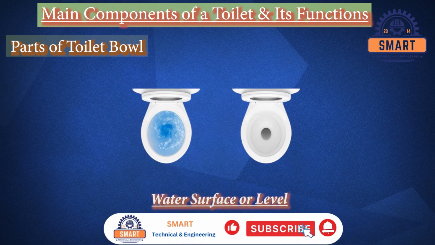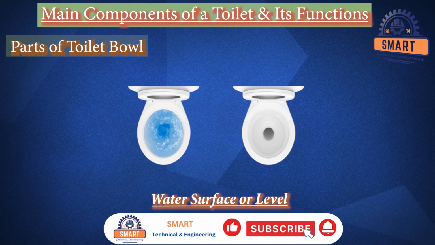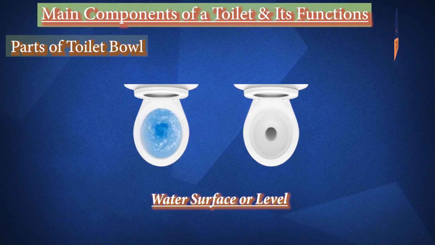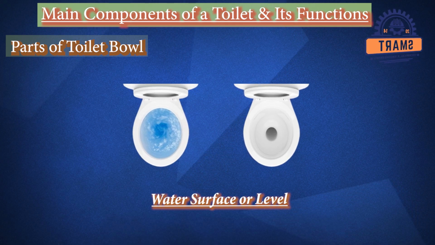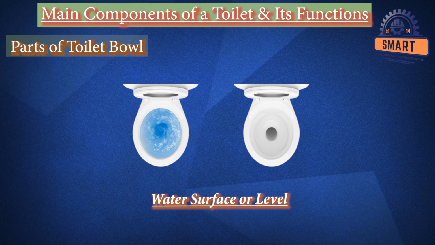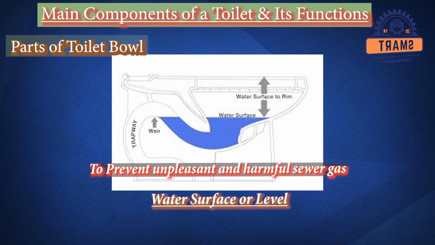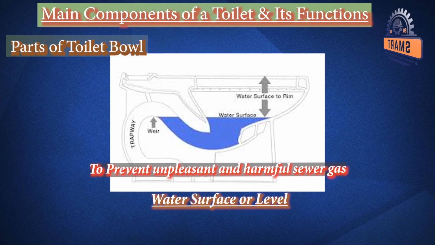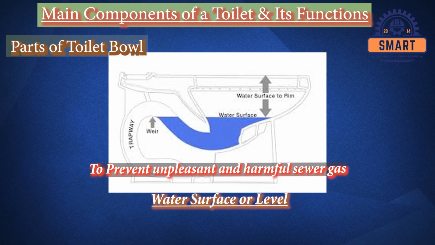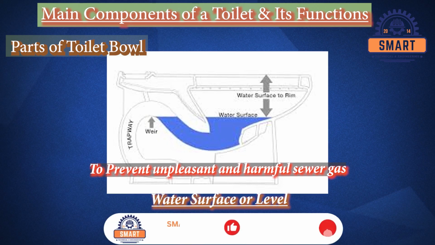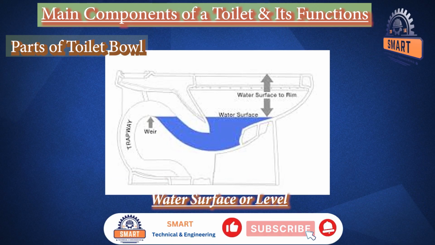Water surface or level. The toilet bowl water surface is the visible top layer of water inside the toilet bowl that remains after a flush, a crucial part of the toilet's design that serves two main functions: creating a water seal to prevent unpleasant and harmful sewer gases from entering your home and assisting in effective and hygienic waste removal by providing a surface to receive and contain waste.